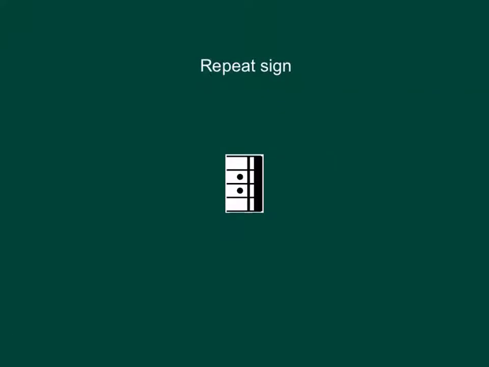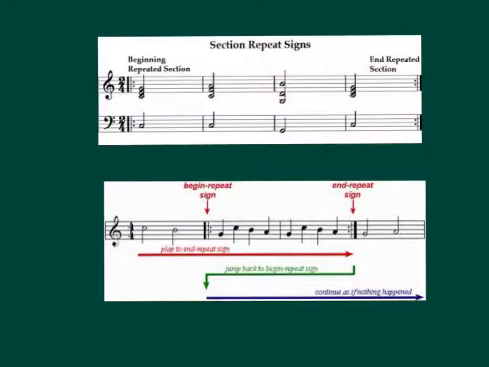This is a repeat sign. When you see the sign, you repeat the section of music in between the two signs. The repeat sign can be an entire song or a section of a song. As you see here, the repeat sign is at the beginning and the end. You would repeat the 4 measures twice.